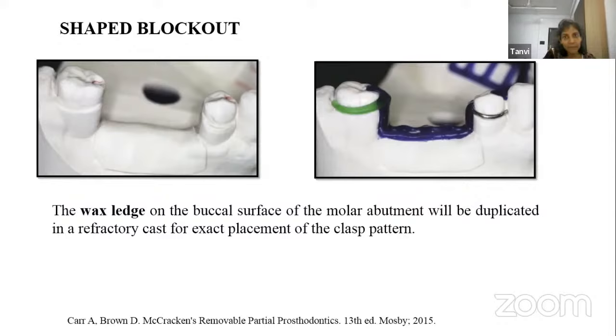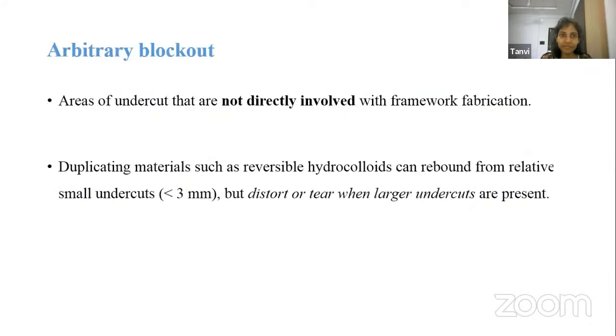As you can see in the second figure, there is a clasp pattern with the wax being shown. When this position is acquired, that ledge will help to give the proper shape in which the position will be acquired by the metal in the casting procedure.